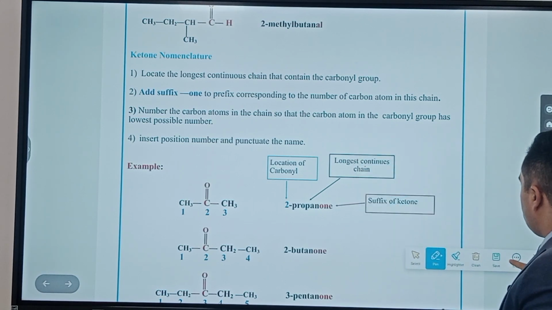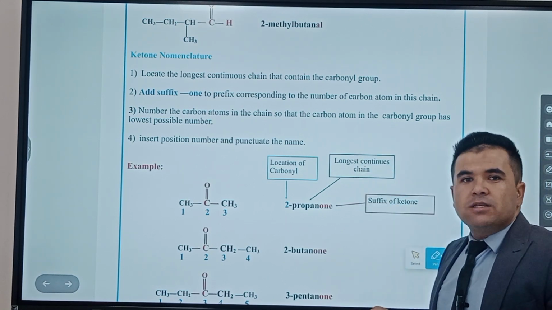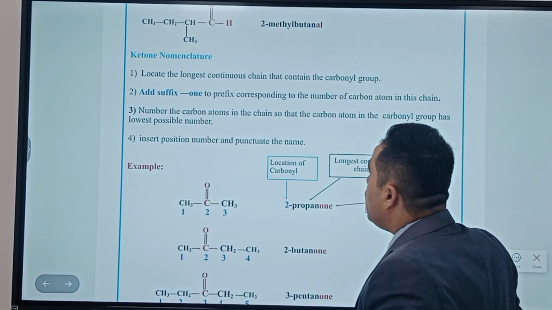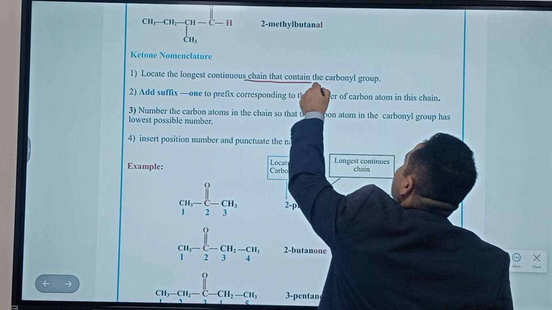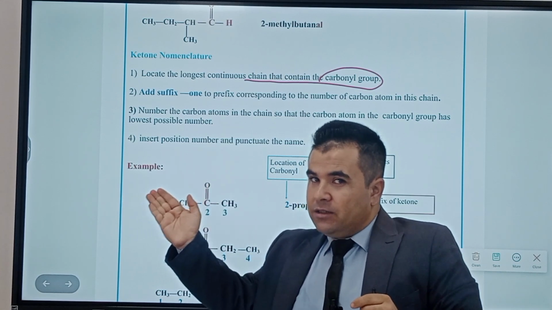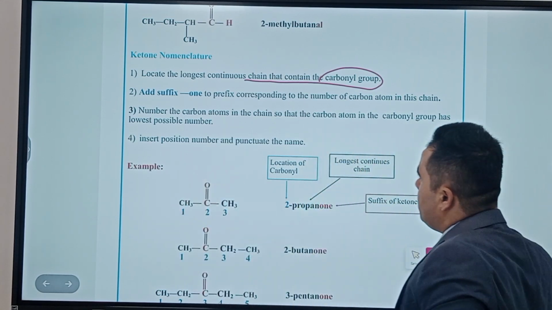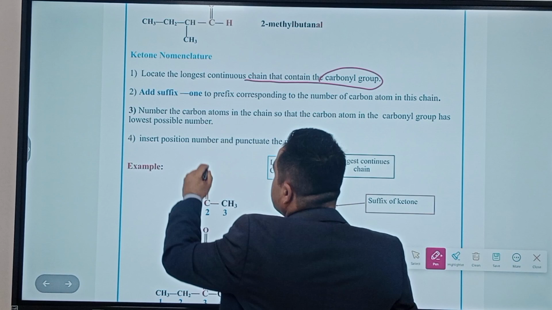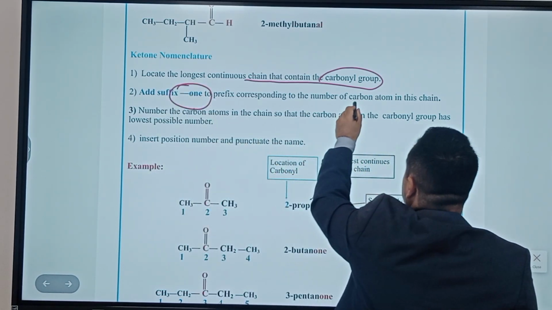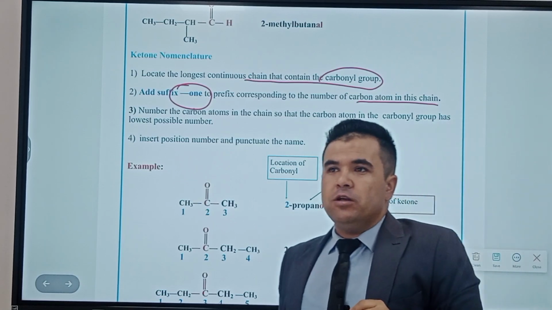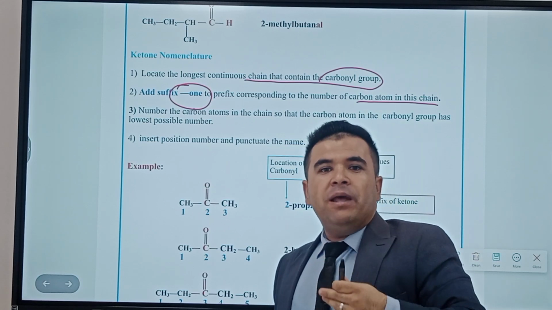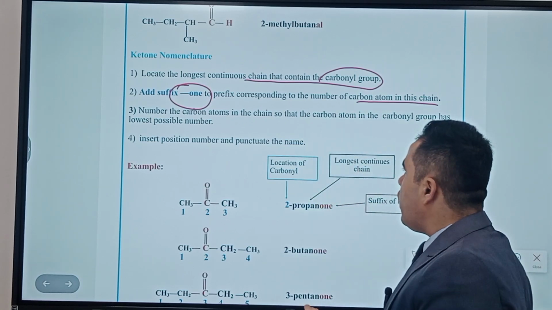Let us talk about the ketone, how to name the ketone. It takes a suffix of ONE, unlike the aldehydes, guys. Locate the longest continuous chain that contains the carbonyl group, but here the carbonyl group is not at the end of the chain. It's in the middle, in between the carbons. Use the suffix ONE instead of AL, corresponding to the number of carbons in the chain. For example, propane becomes propanone, butanone, pentanone, hexanone.